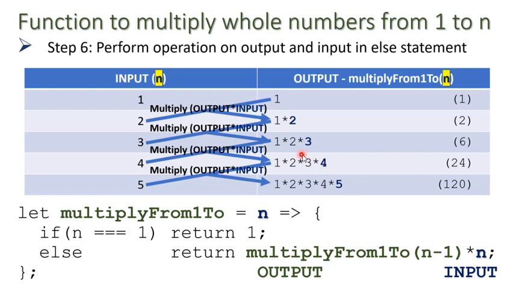So we take this output and times it by the current input of n to get the answer in this row appearing in the second column, which will be what we return for multiply from 1 to n. Thus we add a times n to the end of the else statement, completing the function definition we saw earlier. So we're done with this example, even if this is a little mysterious now, right?